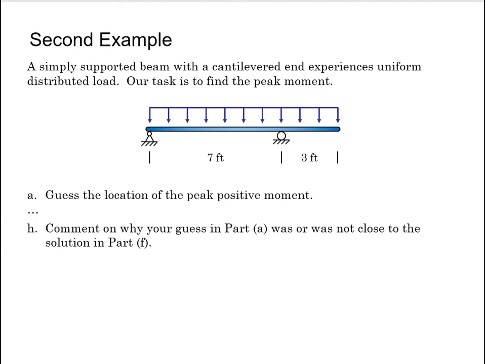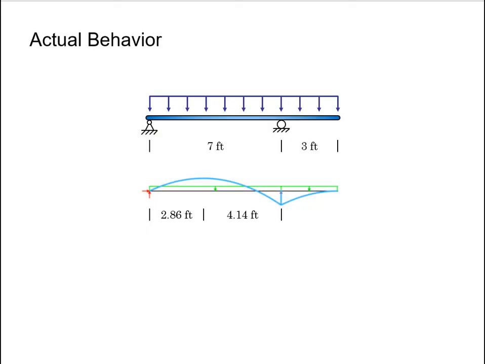Let's look at one more example. This time, you will be the one assessing the student's reflection. It is the same structure, but here we want to find the peak moment. To start, the students are asked to guess the location of the peak positive moment. The peak positive moment is to the left of midspan of the segment between the supports. The moment over the roller support and throughout the cantilevered end is negative.